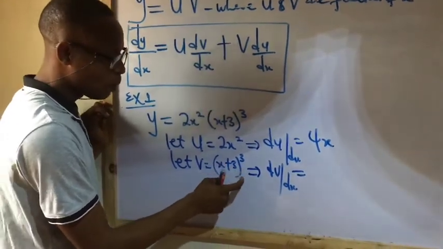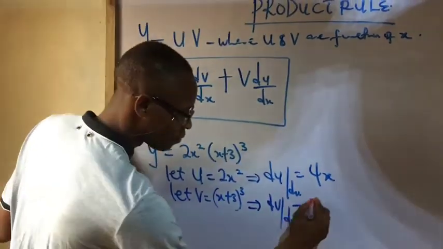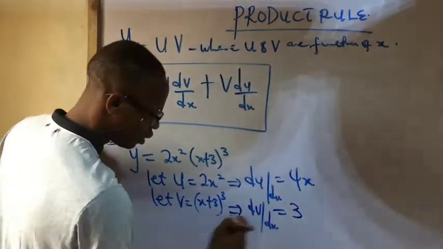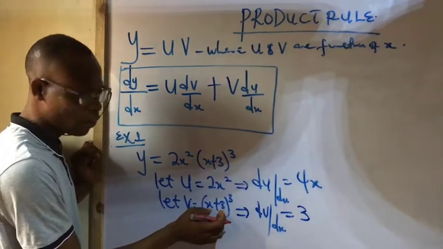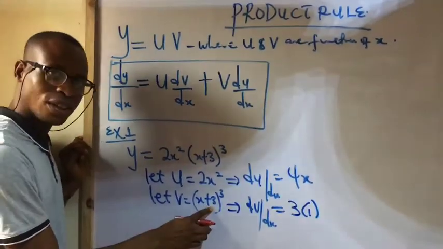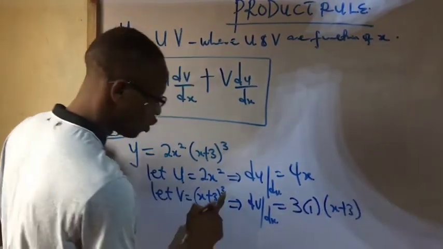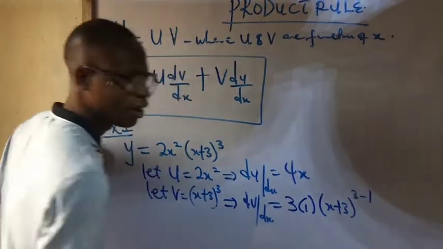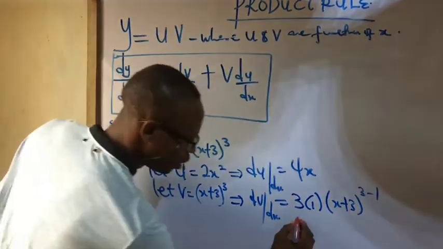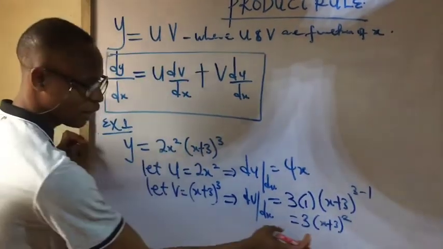Now for you to differentiate this particular problem, I simply put this 3 to the back here, then you write the function. Before you write the function, differentiate what you have inside, which is 1, because 3 is a constant, it will be 0. Then you write the function, x + 3 all raised to power 3, subtract 1 from the 3. This gives you 3(x + 3)². So this is our dv/dx.